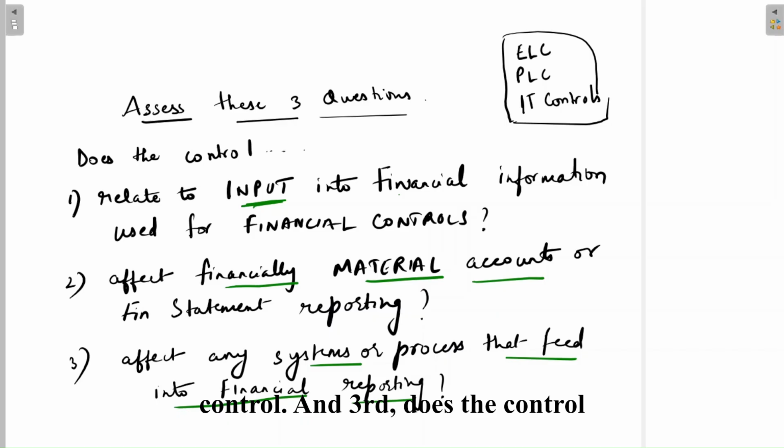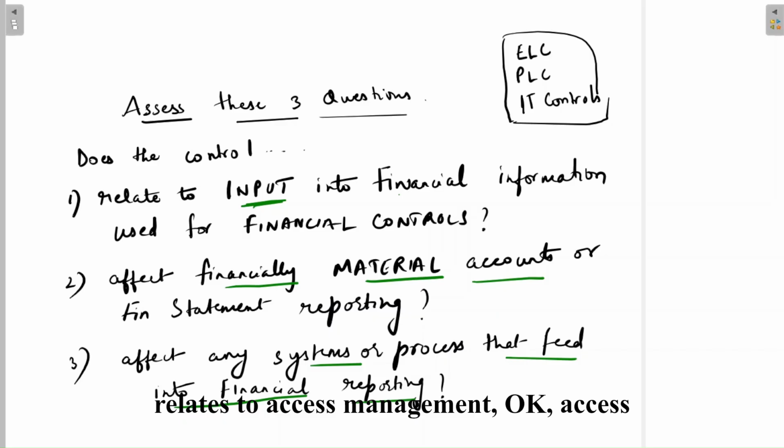And third, does the control affect any system that feeds into financial reporting? For example, if there's a control that relates to access management, say access is restricted to the sales module. Now, the sales module will impact your revenue recognition. If you access the sales module and book sales there, it can impact your revenue. It can impact your financials. So though it is a system control, it can impact financials, and hence this would be a SOX control. So this is how you assess the applicability of a control as SOX or non-SOX.